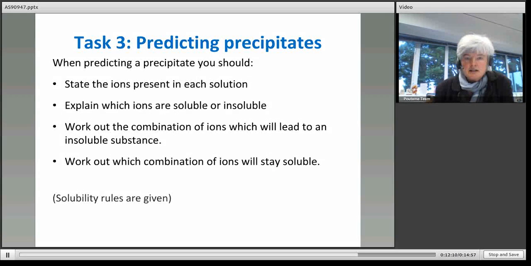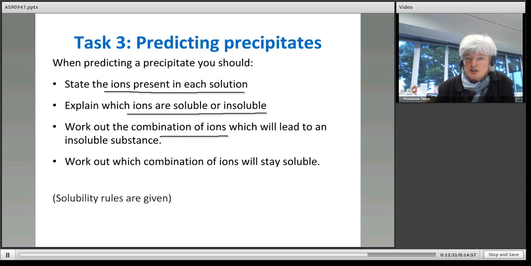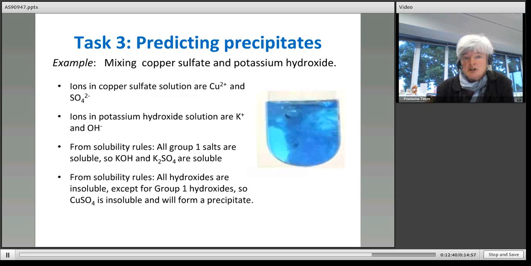And then the final task is predicting precipitates. So when you predict a precipitate, you must show you know what ions are present in solution, and then you look at the solubility rules. They are given to work out or to state which ions would be soluble and which ions are insoluble, and from that you work out a combination of ions which would form an insoluble substance and which one would form a soluble substance. So as an example of this, remember we had copper sulfate and potassium hydroxide.